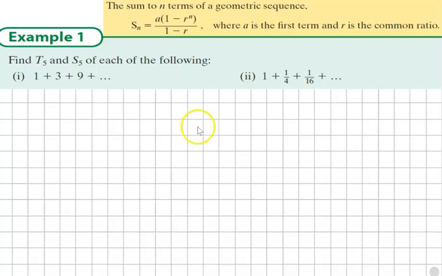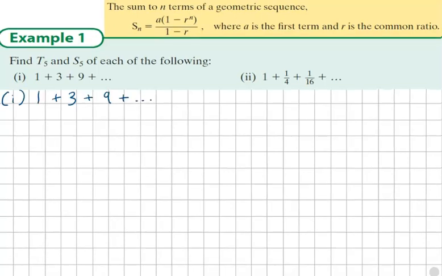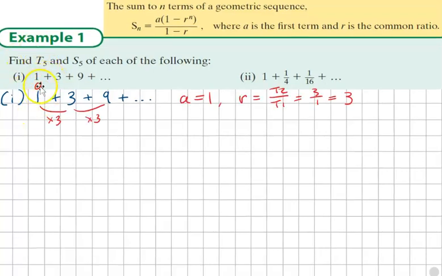Okay, so example 1, find term 5 and S5, so the sum of the first 5 terms, of each of the following. So part 1, 1 plus 3 plus 9 plus ... So I'm just going to write out my sequence. I label 1 as a, the first term, and I'm going to work out the common ratio. So we can see I'm multiplying by 3 each time, but just to confirm, divide the second term, which is 3, by the first term, which is 1. So T2 over T1, giving me 3 over 1, which is 3.